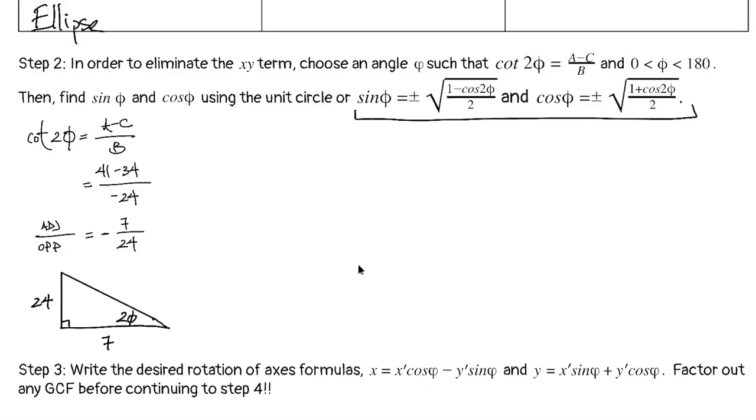Now, I kept that minus sign in front of the 7 over 24 because I need to decide, does the minus go with the 7 or does it go with the 24? From my diagram, I can tell that the minus sign goes with the 7, not with the 24.